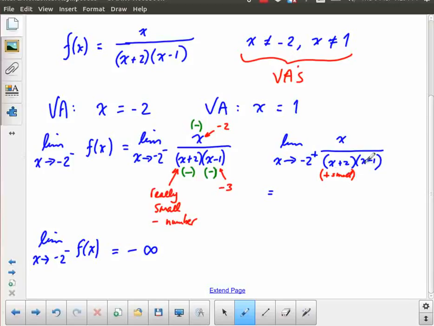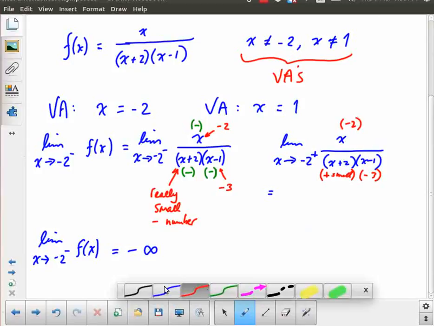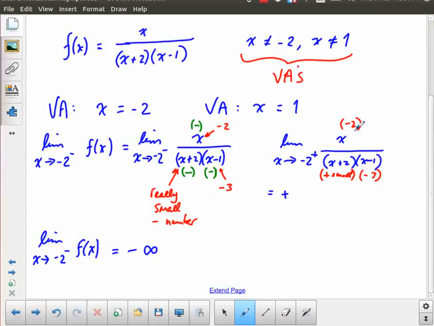This one is approaching negative 2, but negative 2 doesn't cause any problems here. So this one essentially is approaching negative 3. And up here, this one is approaching negative 2. And so you can see this time we've got a negative over a negative, which is going to become a positive. And I'm going to end up with essentially a number divided by a very small number, which is a really big number. So that's going to be positive infinity.